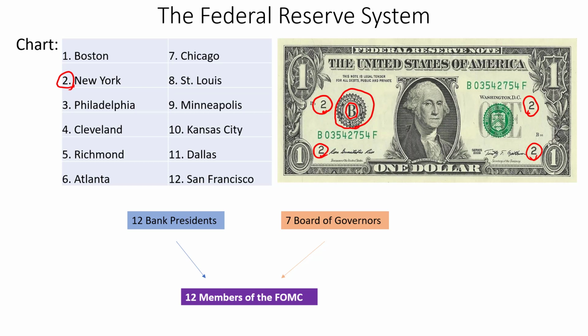But what happens is that 5 of these bank presidents, along with all 7 board of governors, combine to form the 12 members of what is called the Federal Open Market Committee. And we're going to talk about open market operations being one of the primary tools of the Fed for conducting this monetary policy, right? So this is a pretty powerful committee. Again, on that committee, you have all 7 board of governors, we'll just abbreviate that as BOG, and then you have the 5 bank presidents.